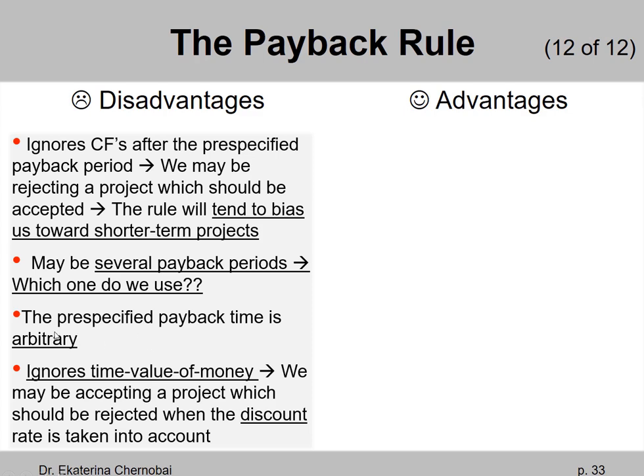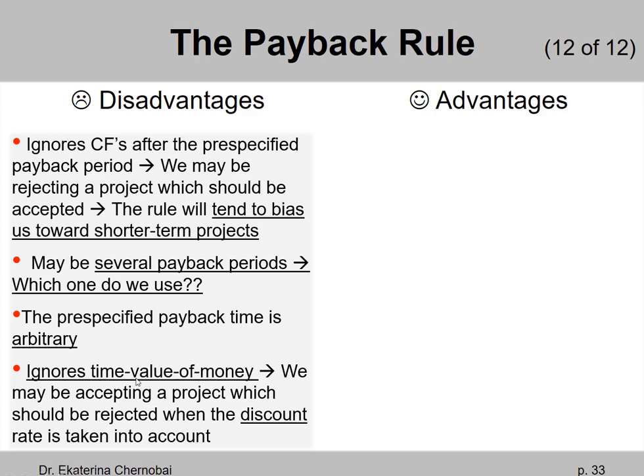For example, maybe our cutoff is 3 years, but the actual payback period is 3.5. So you would say reject. But if the arbitrary cutoff was not 3 years but 4 years, we would accept. So why 3 years? Why not 4? It's kind of an arbitrary number.